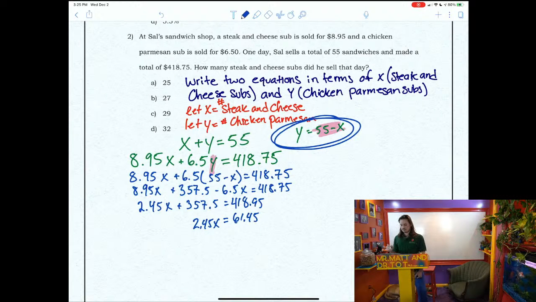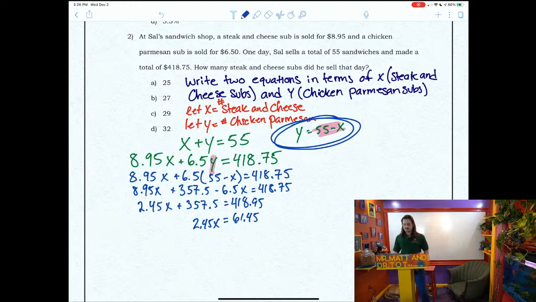When Y is equal to 55 minus X, that means that wherever I see Y in the more complex second equation, I can sub out for that value. I highlighted that in red there. The one place I saw Y, I inserted 55 minus X. You need to make sure that you substitute that in with parentheses. When you do that, you need to distribute that 6.5 to both the 55 and the negative X. So we're going to have 8.95X plus 6.5 times 55 is 357.5. 6.5 times negative X is going to be a negative 6.5X.